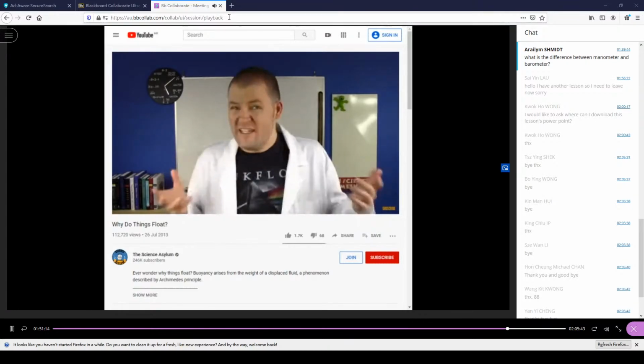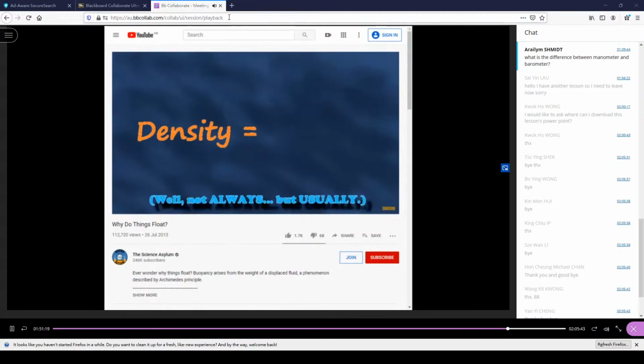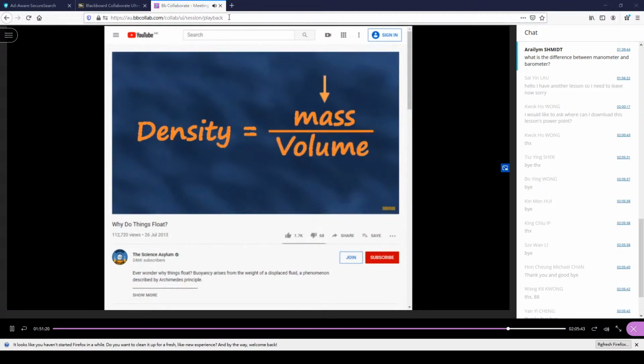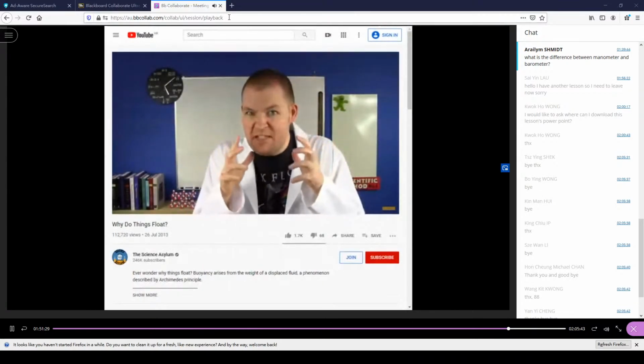But first, we need to know why density isn't enough to explain floating. Density is always given as a mass per volume, where mass measures how much stuff is there, and volume is how much space that stuff takes up. So it sort of measures how well a substance takes up as little space as possible.